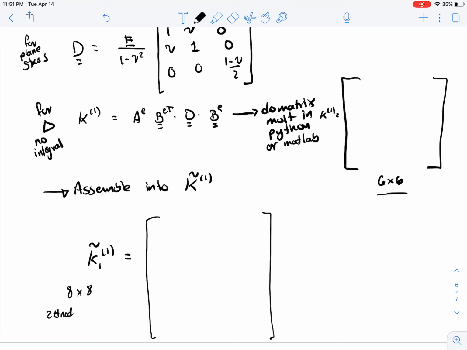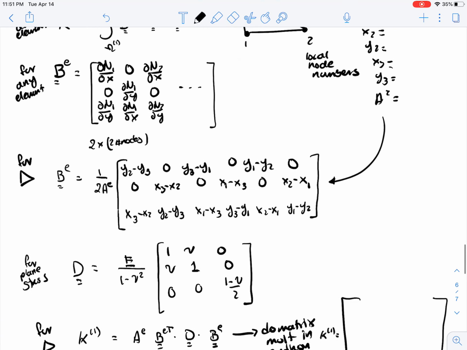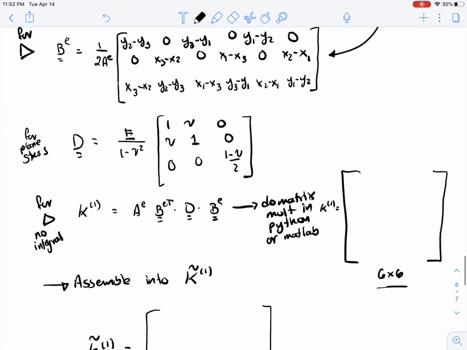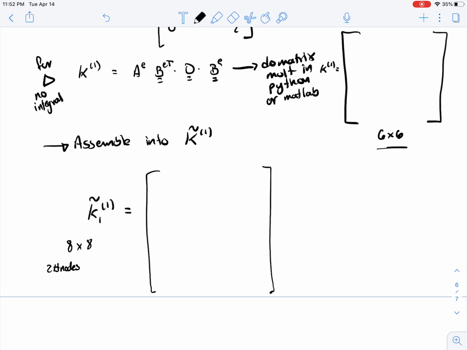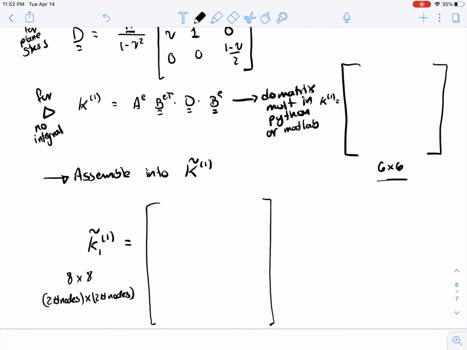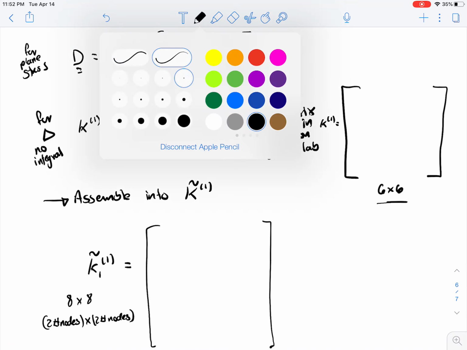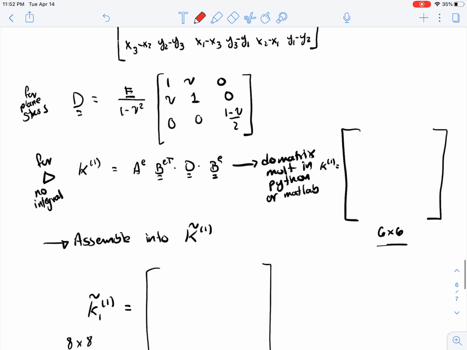So the global stiffness matrix is actually 8 by 8. So it's 2 times the total number of nodes, and I wrote something. So this is not total number of nodes, this is nodes per element. This is actually 2 times the total number of nodes. So we have 4 nodes, that's why we have an 8 by 8 matrix. And this is similar to what we did for the truss problem.